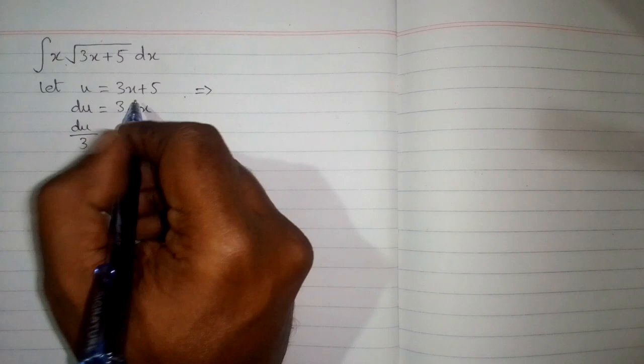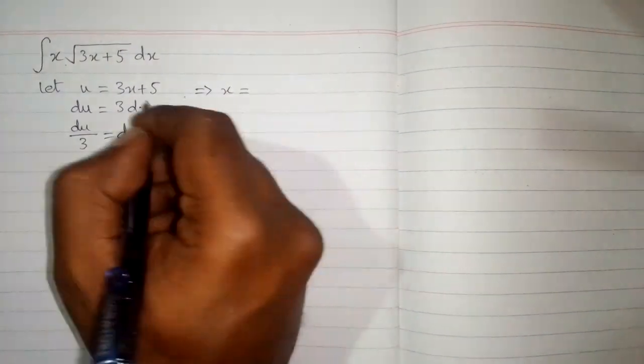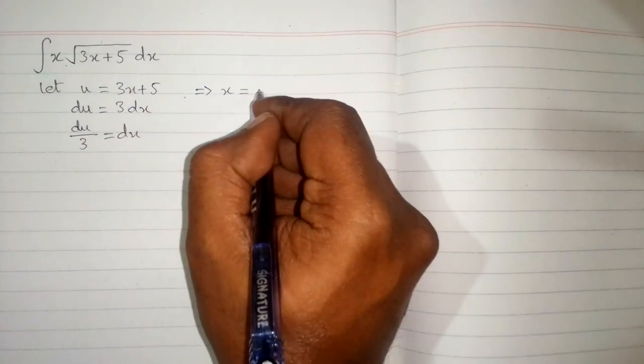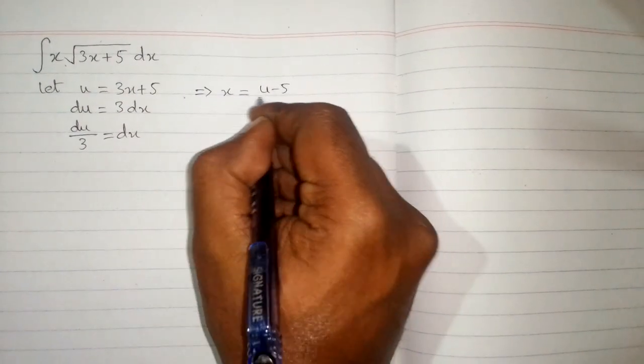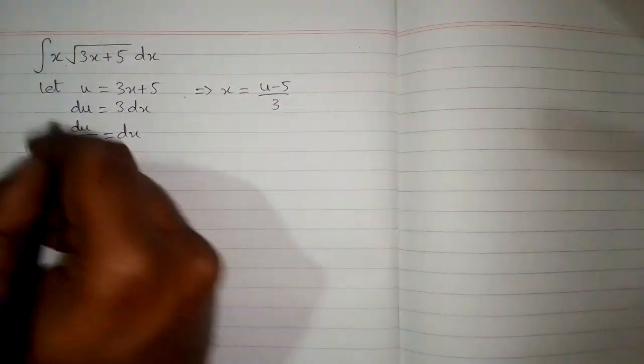Also, we can make x the subject, so we can take this 5 on this side of the equation. So we have u minus 5 and then divided by 3. So x is equal to u minus 5 upon 3. And suppose that this integral is I.